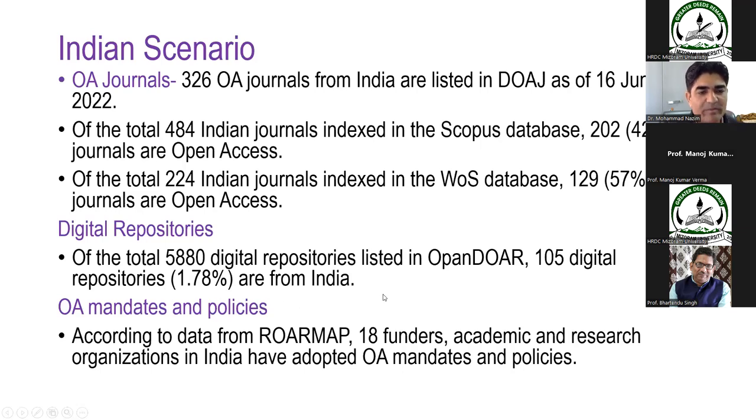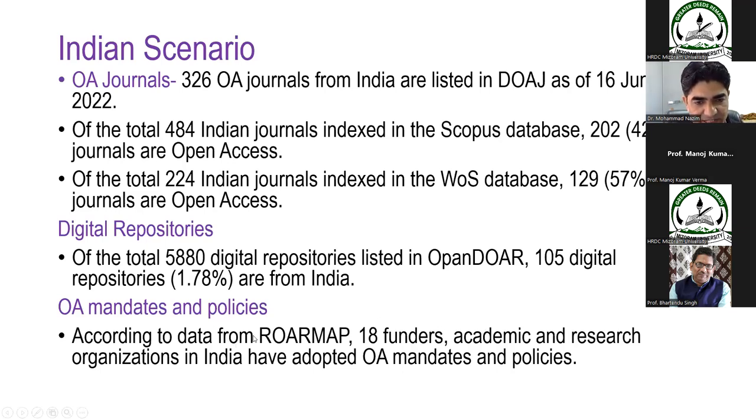Now come to the OA mandates and policy. This is a very important aspect for the success of open access publishing, that is, mandates and policies. In India, there is a lack of open access mandates and policies by the government, by the publishers, as well as by the academic and research institutions.